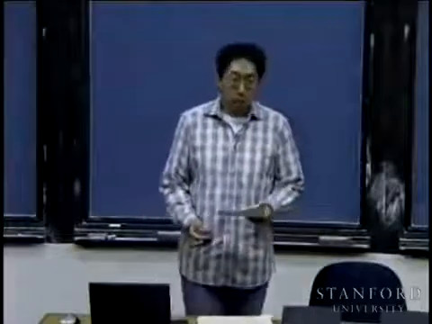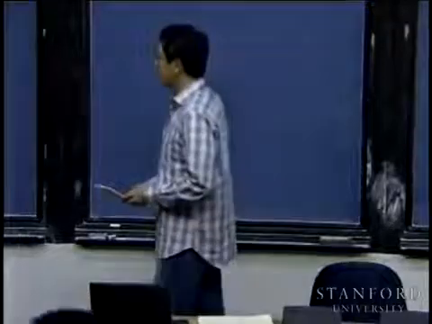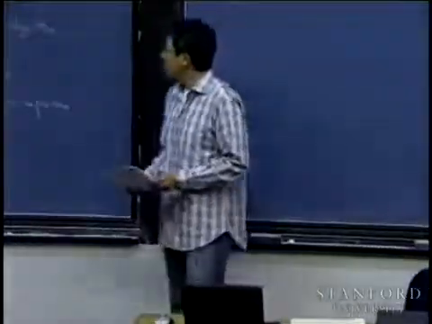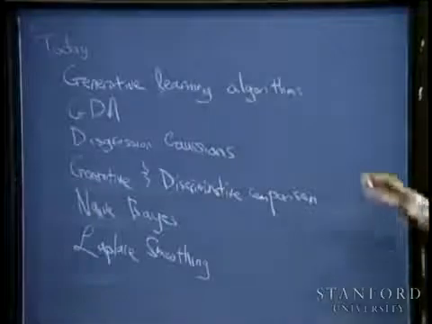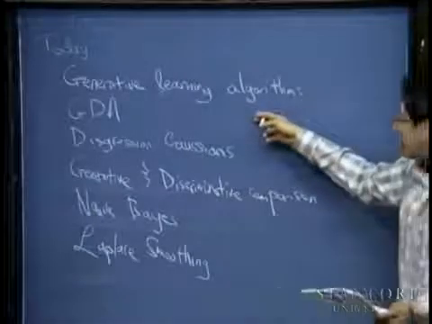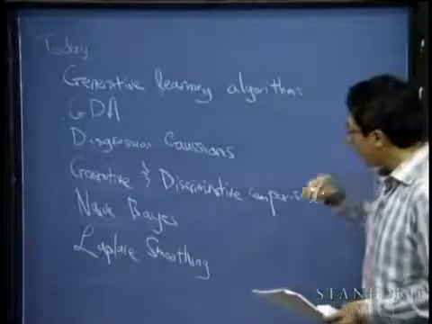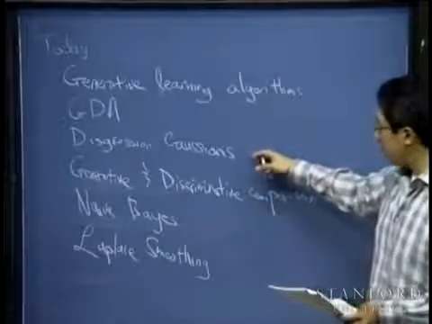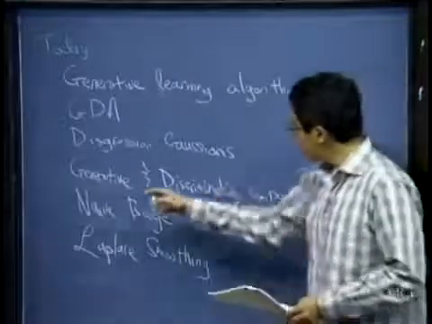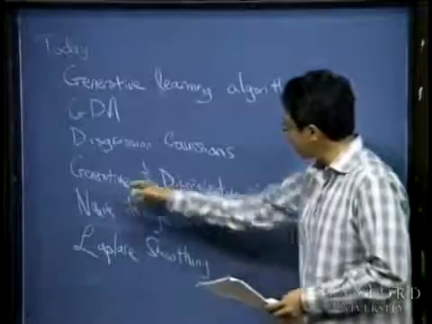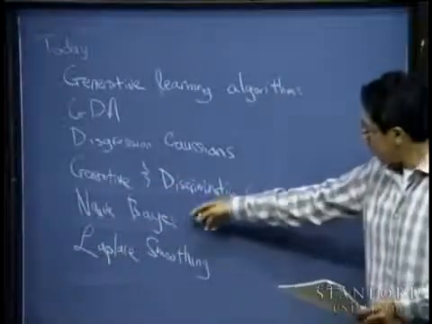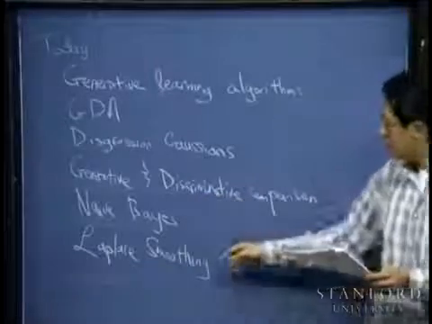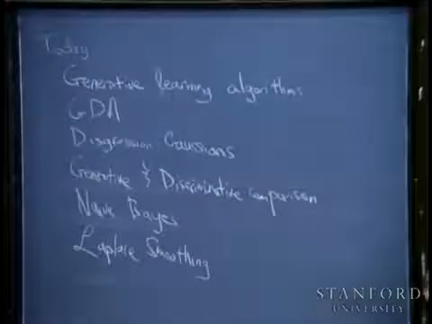So, what I want to do today is talk about a different type of learning algorithm, and in particular start to talk about generative learning algorithms and a specific algorithm called Gaussian discriminant analysis. Take a slight digression to talk about Gaussians, and I'll briefly discuss generative versus discriminative learning algorithms, and then hopefully wrap up today's lecture with a discussion of naive Bayes and Laplace smoothing.